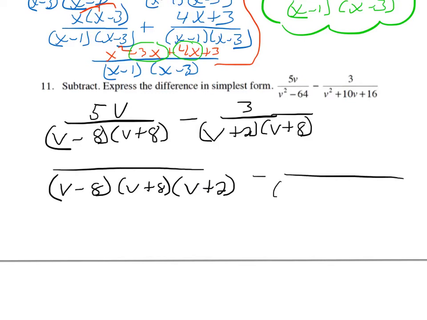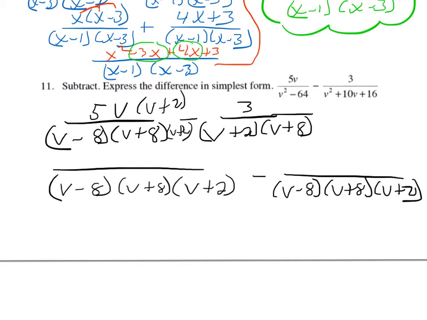I'm going to write this down here. So v minus an 8, v plus an 8, v plus a 2. Okay, so let's compare what's missing here to there of v plus a 2. So I'm going to multiply top and bottom by v plus a 2. Let me squeeze that v plus a 2 right in there. And on the top here, I have 5v times v plus a 2.